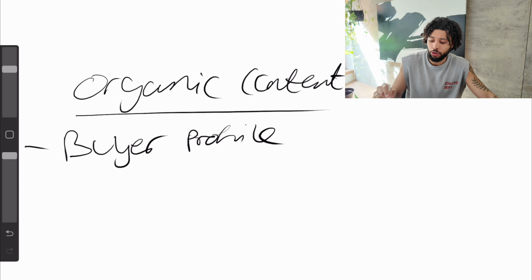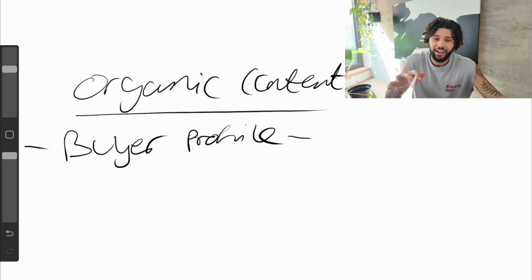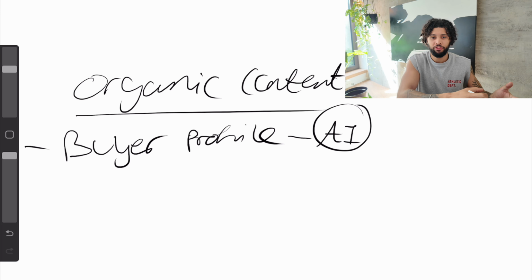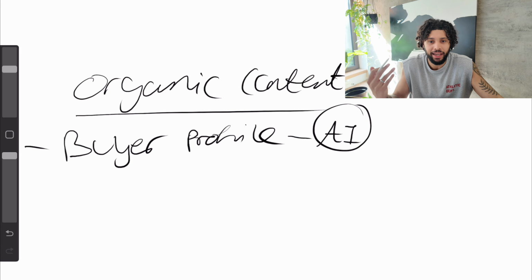But what you need to do with your buyer profile is leverage this to create content ideas. We are in the world now where AI is absolutely incredible, and there's so much we can do with it. Share your buyer profile with AI. Ask it to help you build more content ideas. It can't be any more simple.